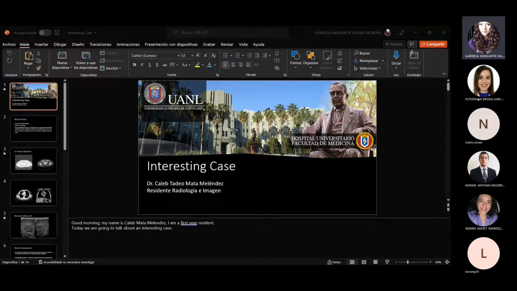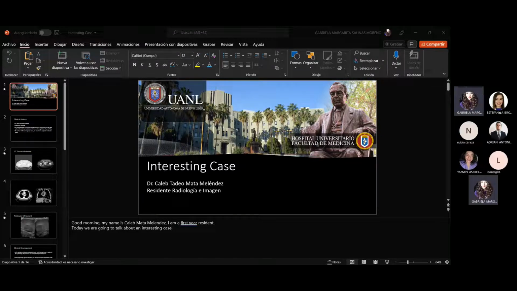Good morning. My name is Cochlear Melendez. I'm a second-year resident of audiology, and today I'm going to present an interesting case. It is a 41-year-old male patient.